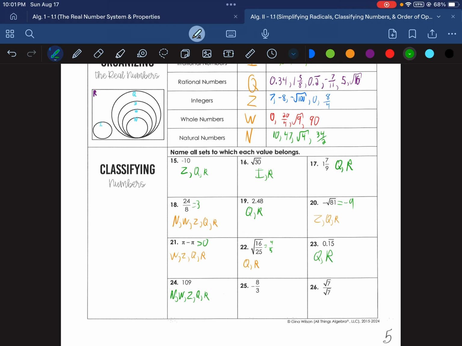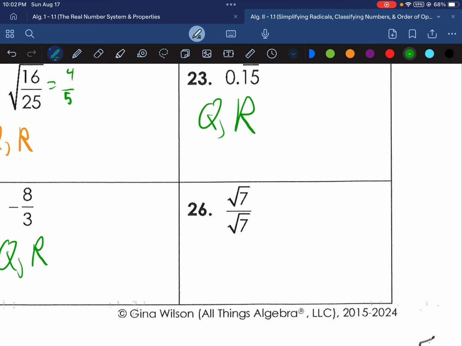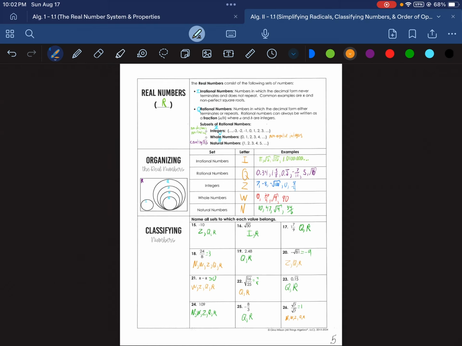Negative 8 over 3. Though we can make it a mixed number, such as negative 2 2/3, it is still a fraction regardless, meaning it is rational and also real. Square root of 7 over square root of 7 is a fraction, and the square root of 7 is an imperfect square. However, any non-zero number divided by itself, such as square root of 7 divided by square root of 7, is 1. So this is natural, because 1 is natural, whole, integer, rational, and real. Moving on.